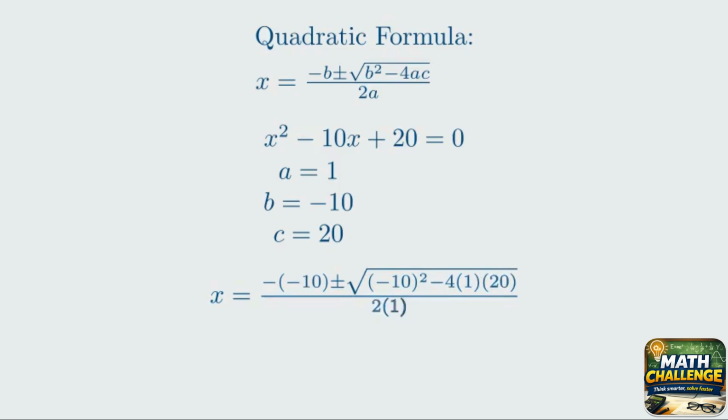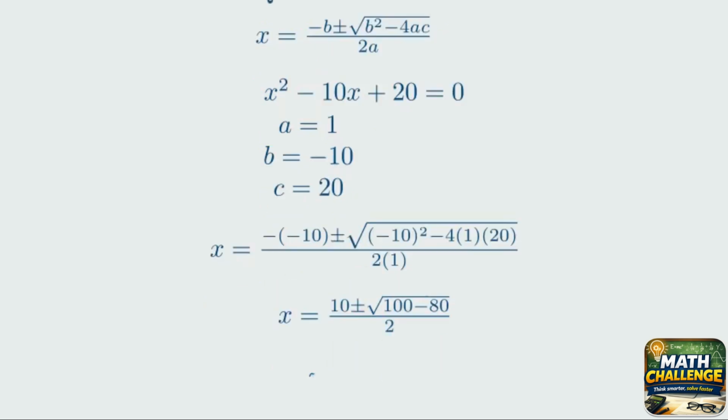Negative 10 is positive 10. Negative 10 squared is 100. 4 times 1 times 20 is 80. And 2 times 1 is 2. So we have x equals 10 plus or minus the square root of 100 minus 80 all over 2. This simplifies to x equals 10 plus or minus the square root of 20 all divided by 2.